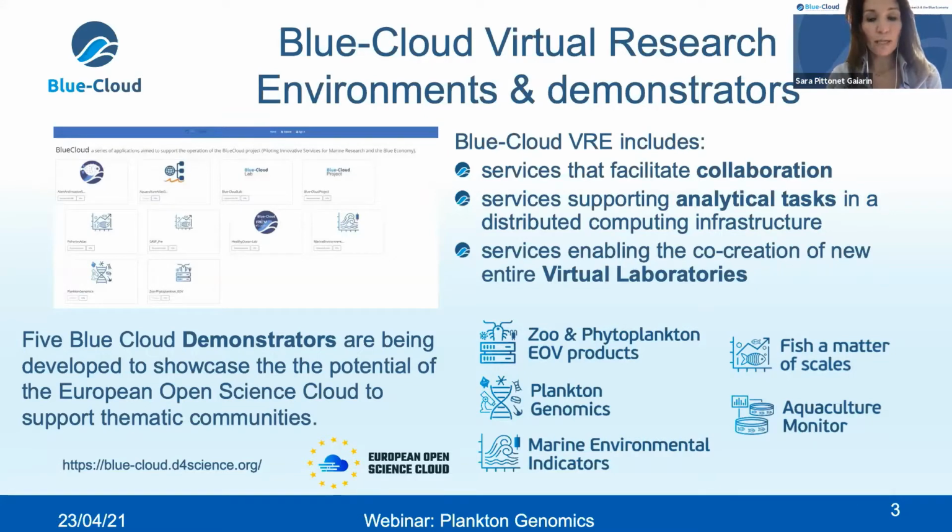5 Blue Cloud demonstrators are developed, making use of existing services and driving the further development of additional Blue Cloud services. Today, you'll meet the Plankton Genomics demonstrator. That is one of the 5 demonstrators that Blue Cloud is developing, addressing specific challenges tackled by researchers in biodiversity, genomics, environment, fisheries, and aquaculture domains.